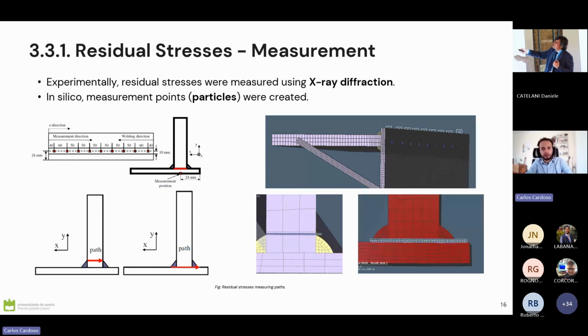And as I said earlier, the authors of the paper used X-ray diffraction to measure the residual stresses along the base plates and vertical plates. To mirror this approach numerically, particles were created in the same locations and through the same path. The first one was defined along the base plates, the second along the vertical plates, right at the fusion zone, and the last path was created across the weld route to capture the stress variation through the thickness of the fillet.